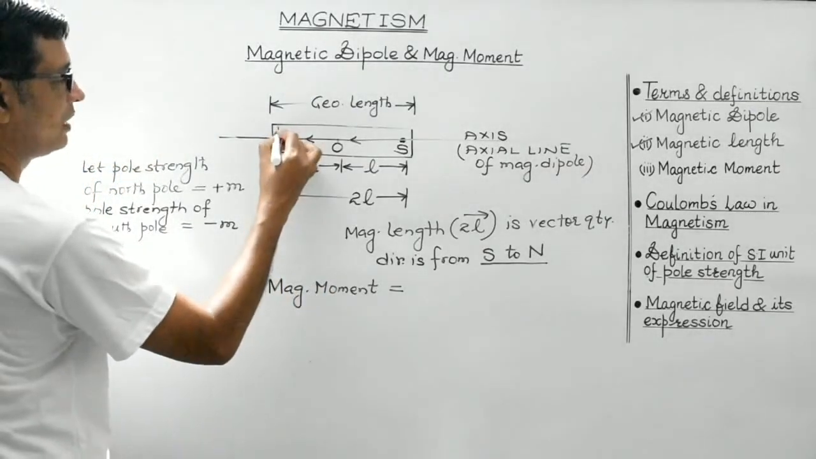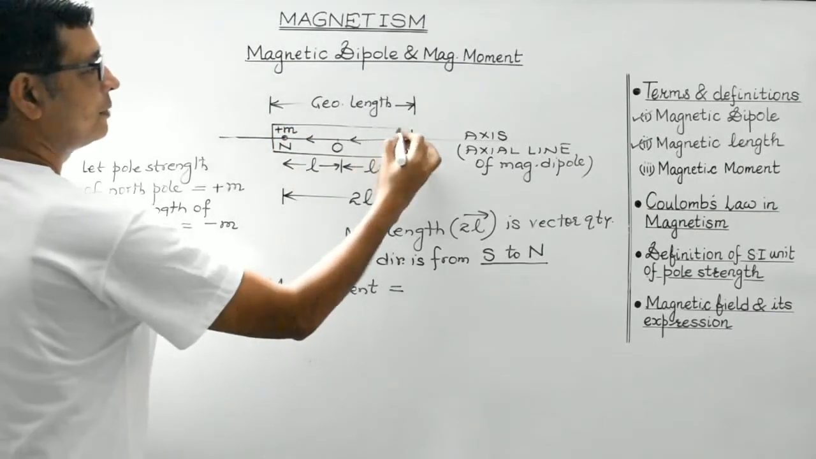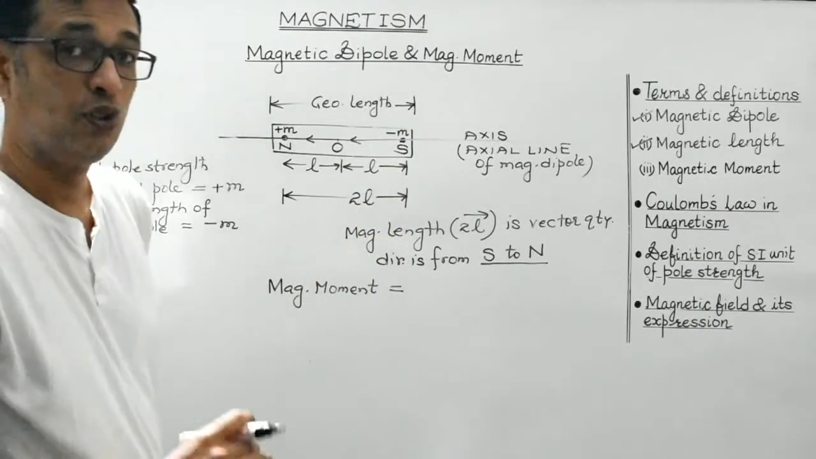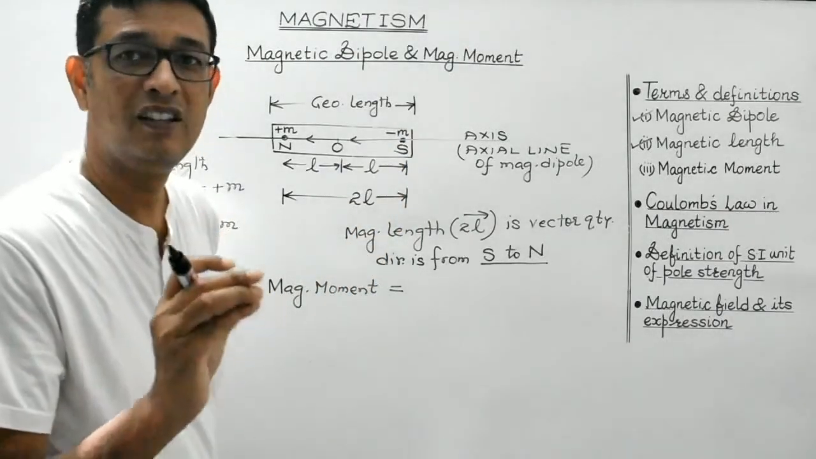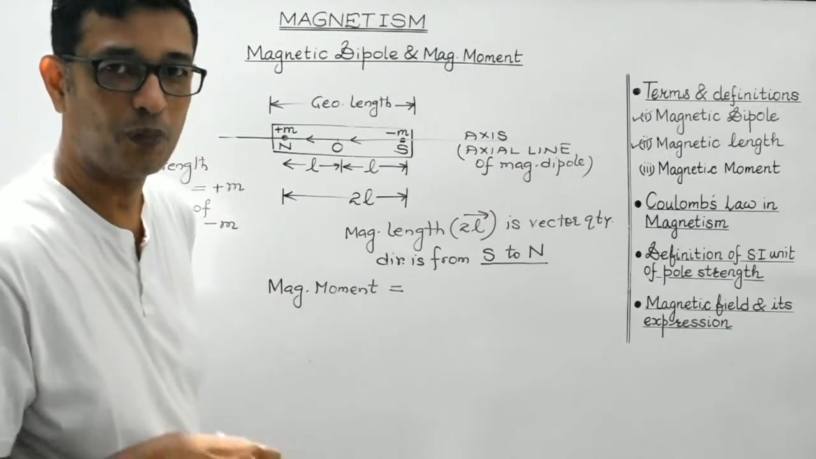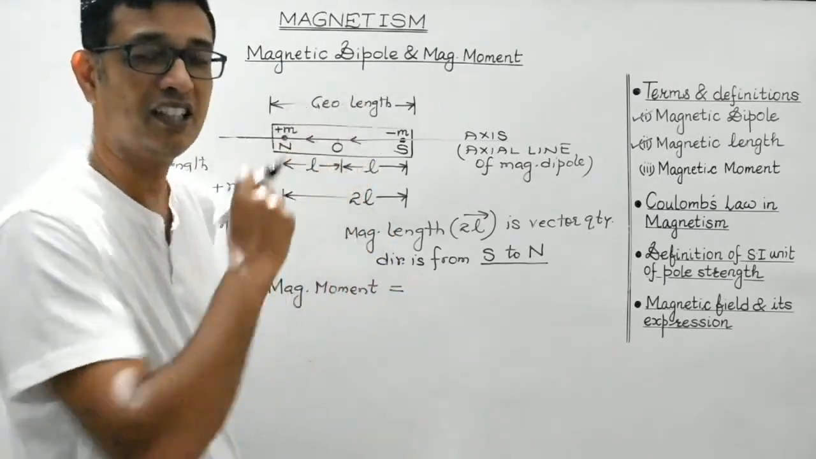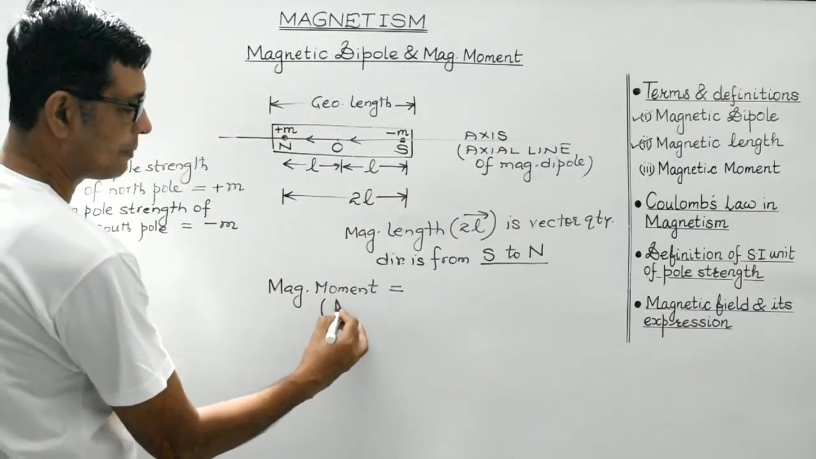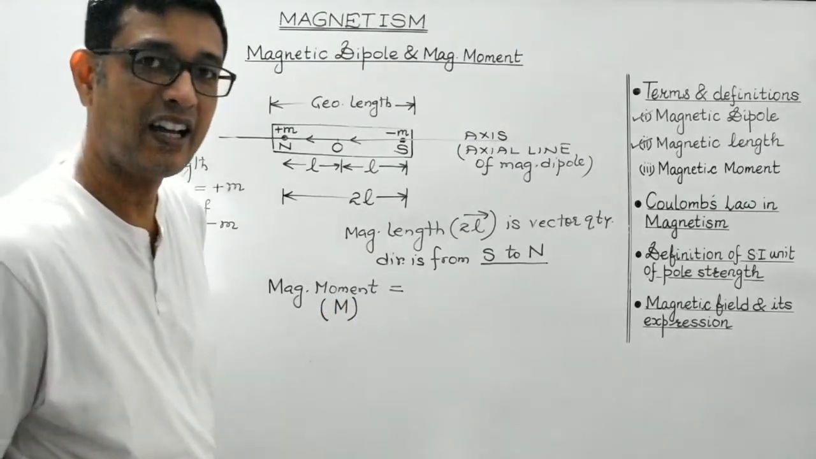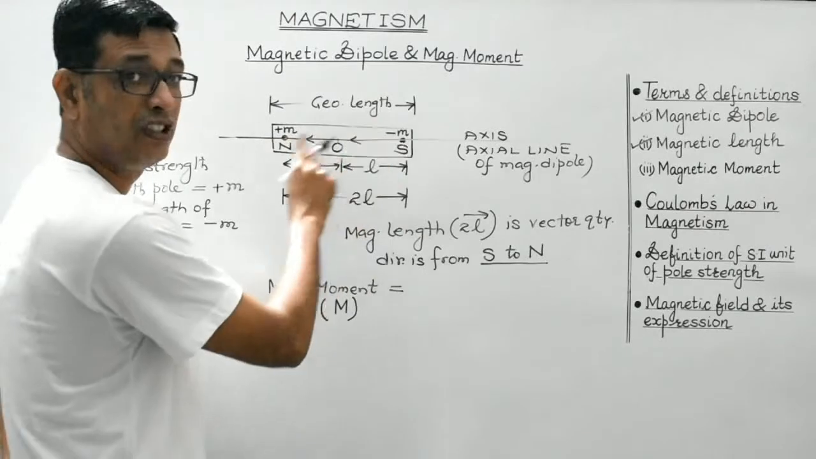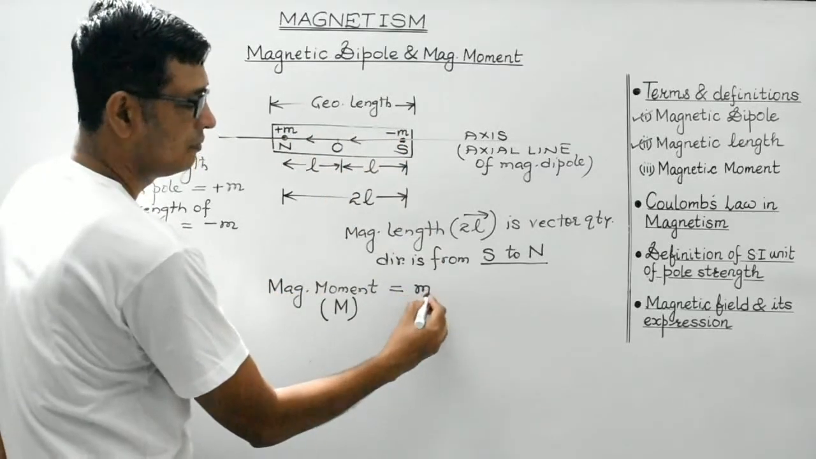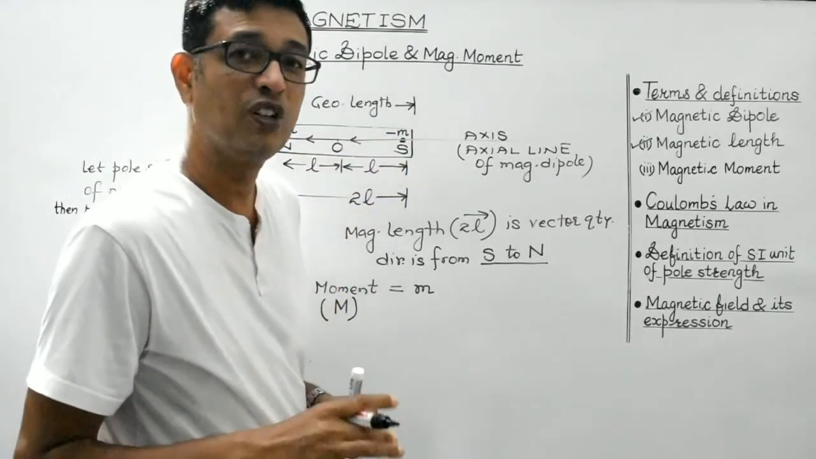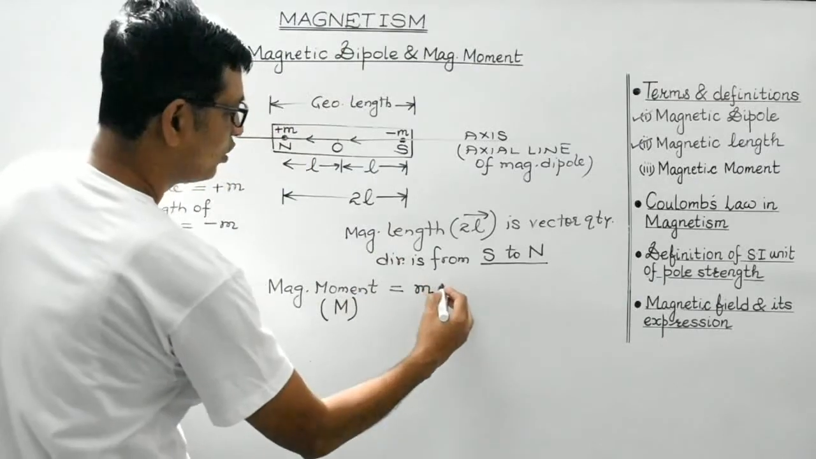So, its pole strength may be represented by plus m, and the south pole strength may be represented by minus m. Both poles are of equal strength in magnitude, but being of opposite nature, one is assigned a positive sign and the other a negative sign, right? So magnetic moment, represented by capital M, is defined as the product of the magnitude of either of the pole strengths, that is small m, and the distance between them. The distance between the south and north pole is known as magnetic length, isn't it? So it is 2L.